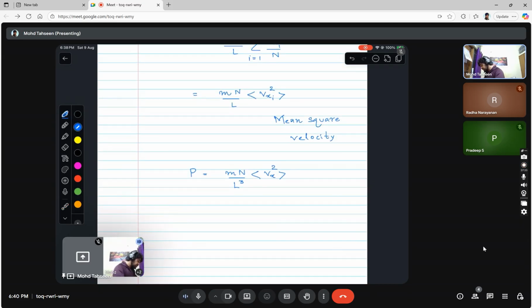And further, this n can be broken down. We can write this n as n times Na, where n is the number of moles and Na is Avogadro's number.